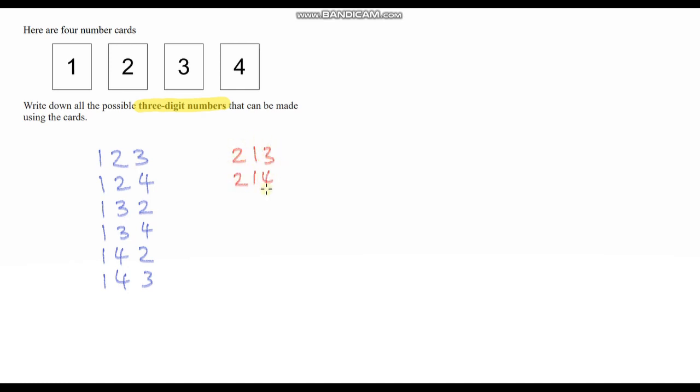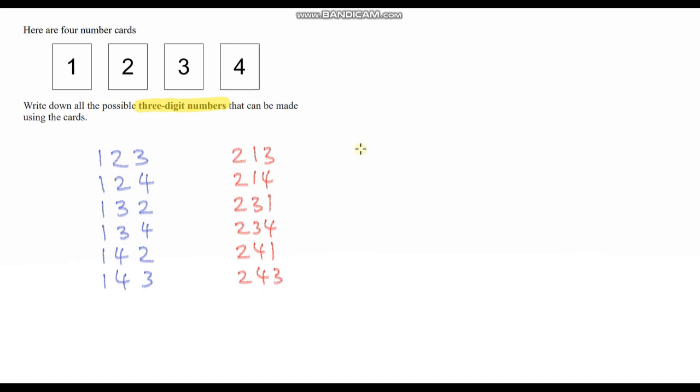Then 214. And again, let's move up to the, not the 20s. We can't use the 20s because that will be repeating the 2. It would be the 30s. So 231, then 234. And now the 40s, 241 and 243. And you can see we've got all of the 200s now. So let's go on to the 300s.